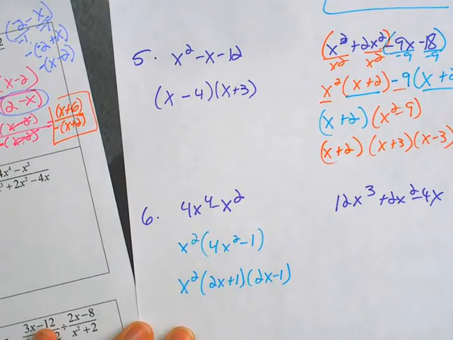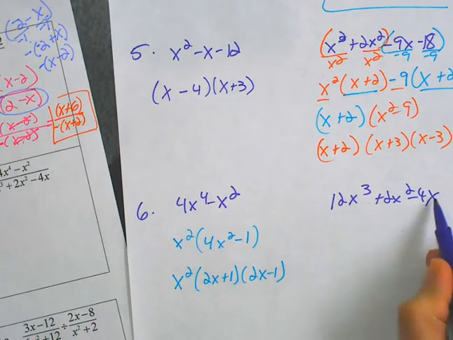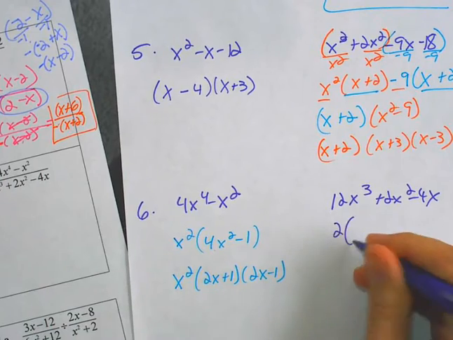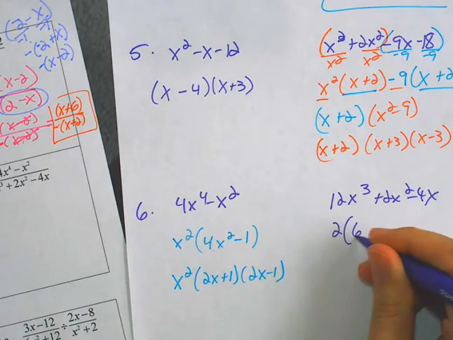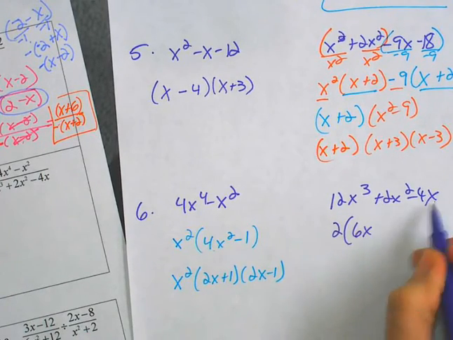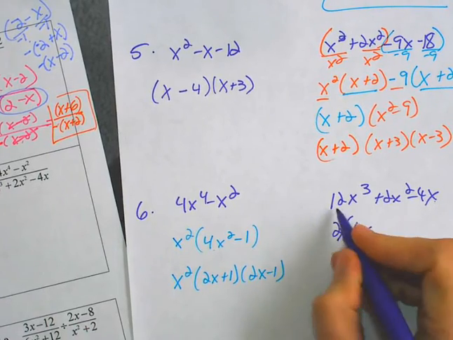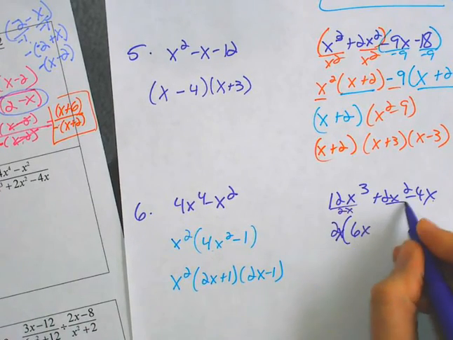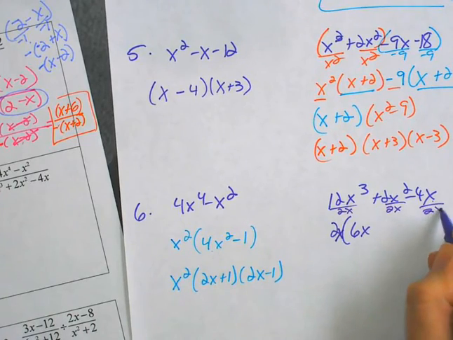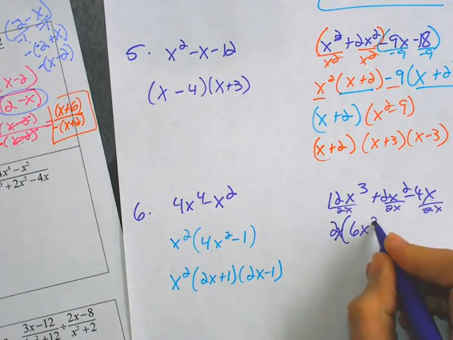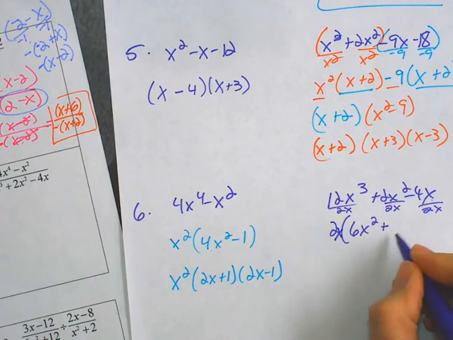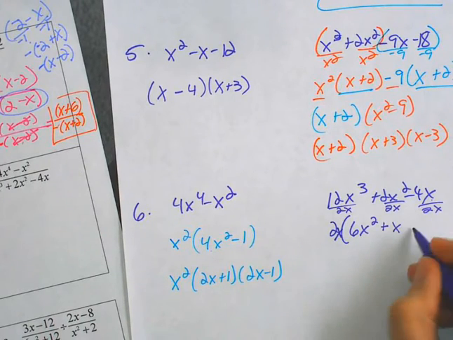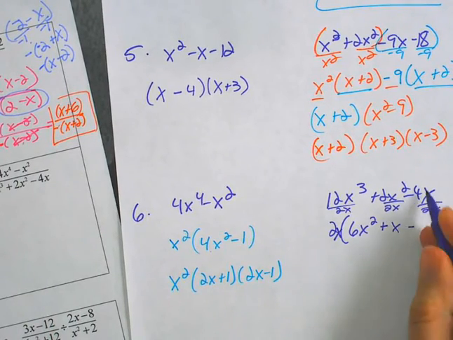Okay, that's all factored out. See if we could factor out a GCF. I can. I have a 2 here. So that's going to leave me 6x. Oh, actually 2x I can factor out. I'm going to factor out 2x out of each of these. So that's going to leave me 6x squared plus x minus 2.